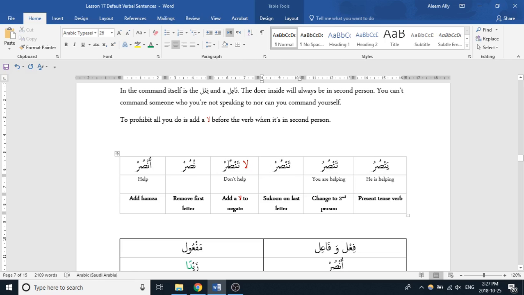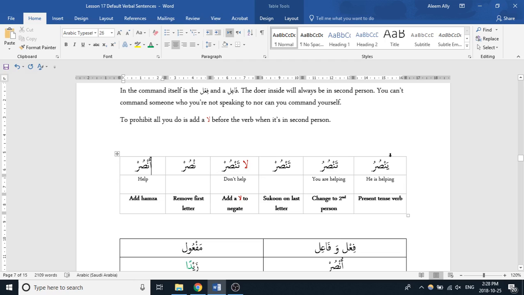At this point, we have two options. Either we can choose to make it a negation by adding a la on the front, and then it would become don't help, or we can continue and make it a command. If you want to make it a command, don't add the la, just work with tansur, and remove the first letter. So you're left with nsur. After that, you just add on a hamza, and it becomes unsur, which means help. And now you finally have a command.